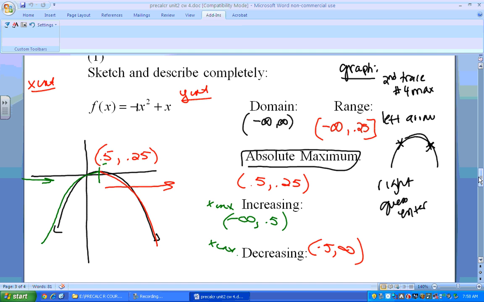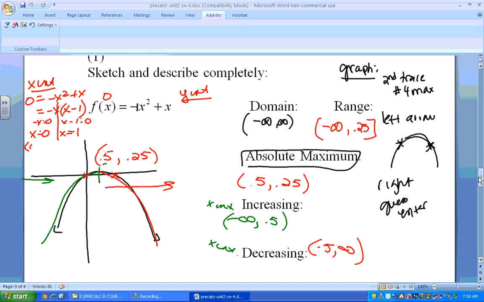Now, if you remember, to find an x-intercept, what's the value of y? 0. So we're going to take this and plug a 0 in. Remember, we find these algebraically. And we factor. So what can we take out of this? A negative x. And what's left? x minus 1. Okay. Set these equal to 0. So x is equal to 0, and x is equal to 1.